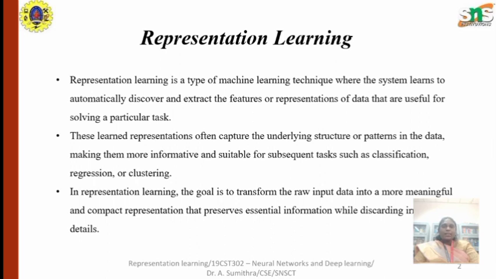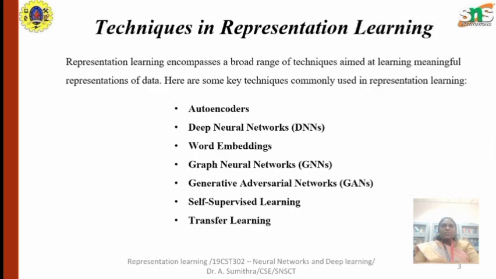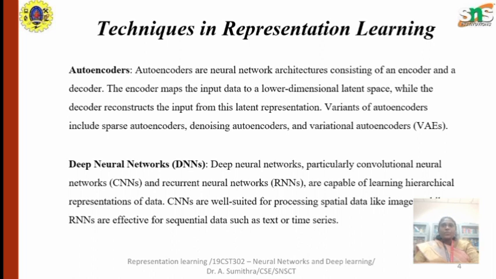The basic techniques used in representation learning are autoencoders, deep neural networks, graph neural networks, generative adversarial networks, self-supervised learning, transfer learning, and so on. Autoencoders are neural networks trained to reconstruct their input. They consist of an encoder network that compresses the input data into a lower dimensional representation, the latent space, and a decoder network that reconstructs the original input from this representation.